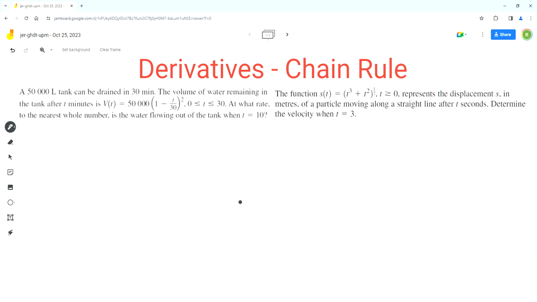So in this video, we'll use the concepts of chain rule to solve these two word problems. So let's start with the one on the left side.